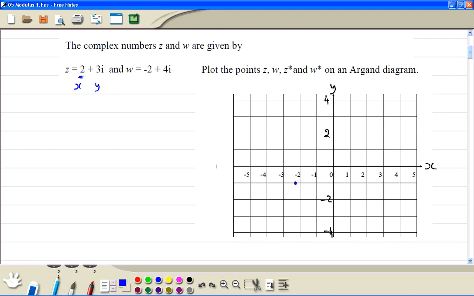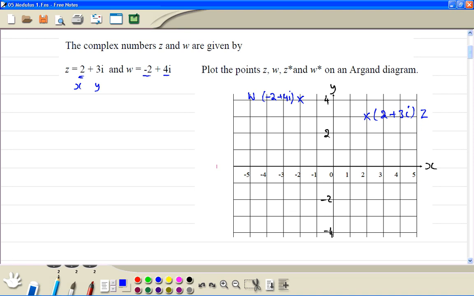So when we put it on the graph, the complex number z is 2 in the x direction and 3 in the y direction. So this is the complex number z, 2 plus 3i. The complex number w, x is minus 2 and y is 4. So minus 2 and 4. This is w, and this is z.